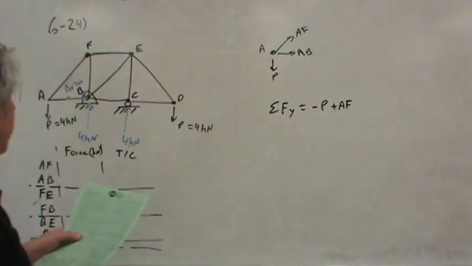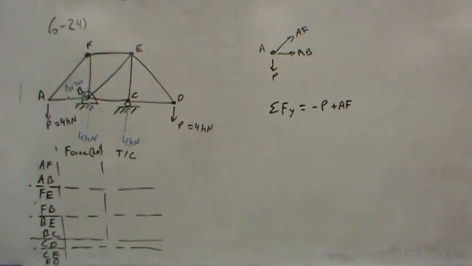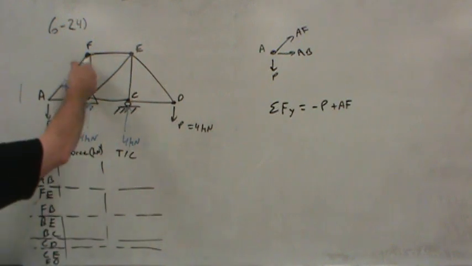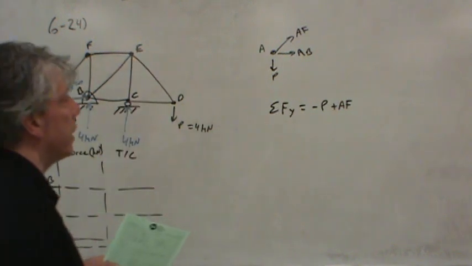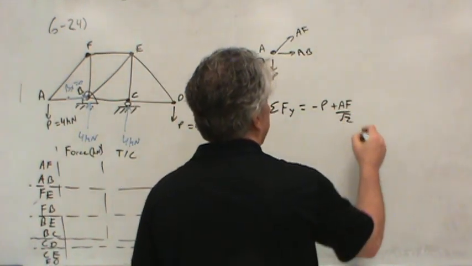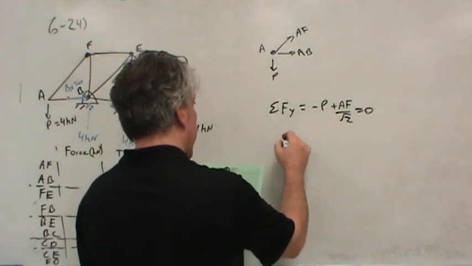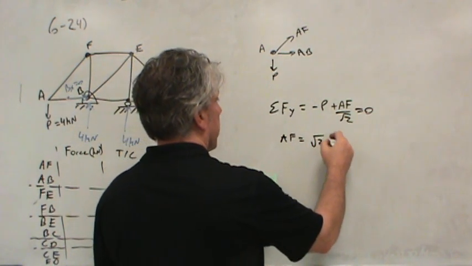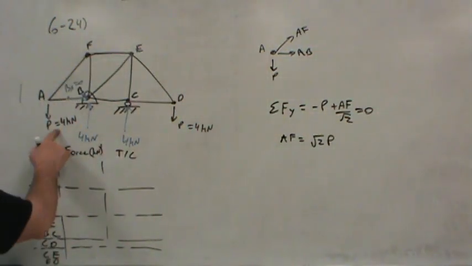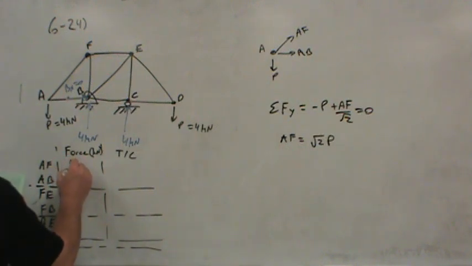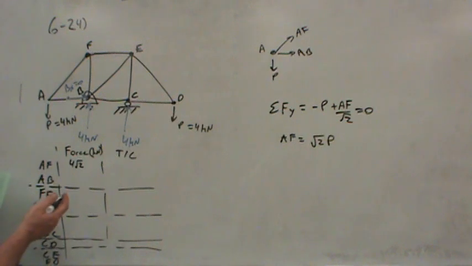I didn't draw the geometry here, or the dimensions, but basically the truss is 3 meters, 3 meters, 3 meters, 3 meters. So the angles are all 45-degree angles. If we want the vertical component of AF, we will just divide by the square root of 2, and this sum must come to 0. So AF must be root 2 times P. Since P is 4 kilonewtons, AF is 4 times root 2 kilonewtons. And it came out positive, therefore my assumption of tension was correct.